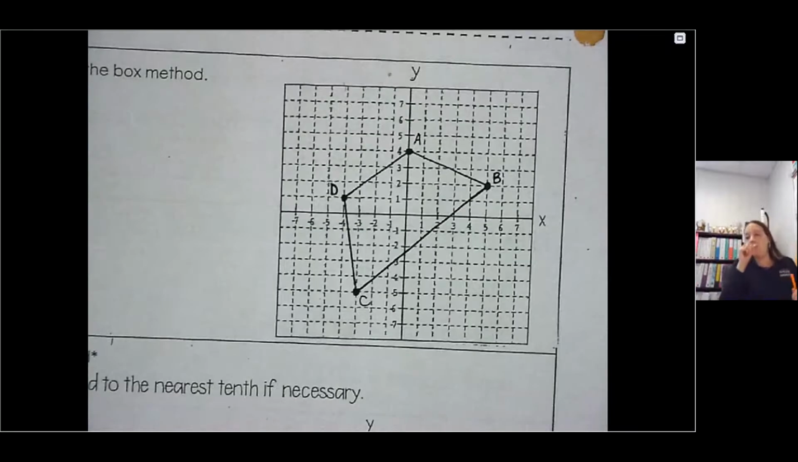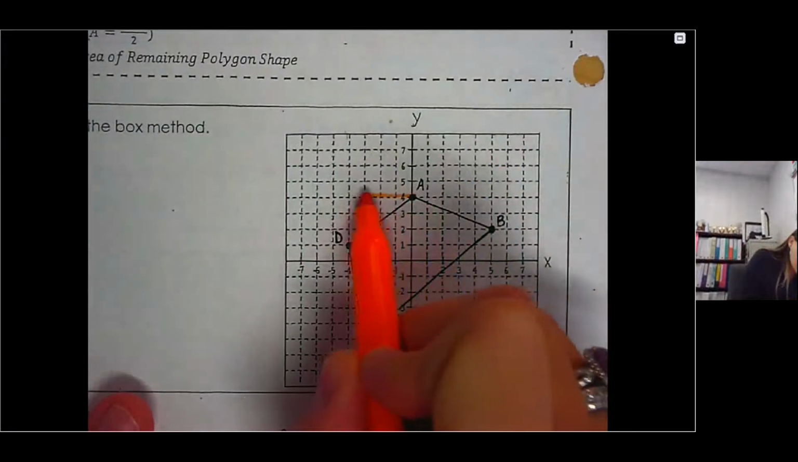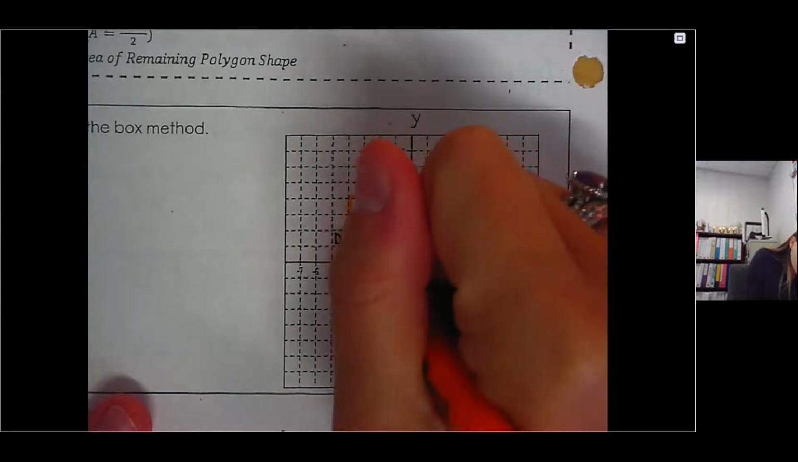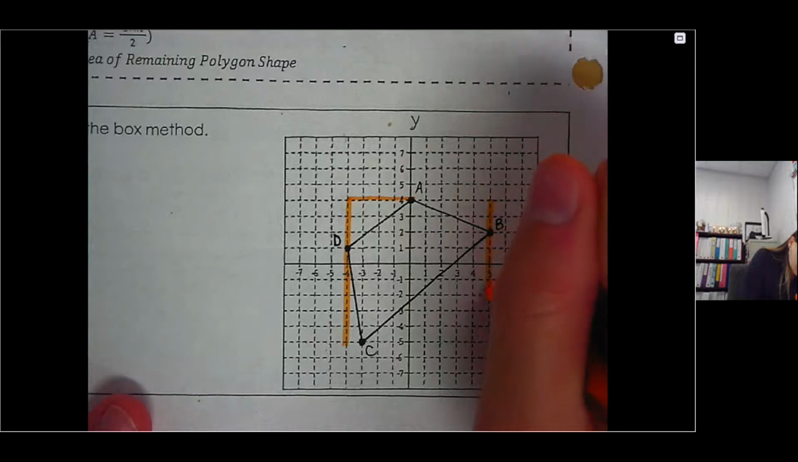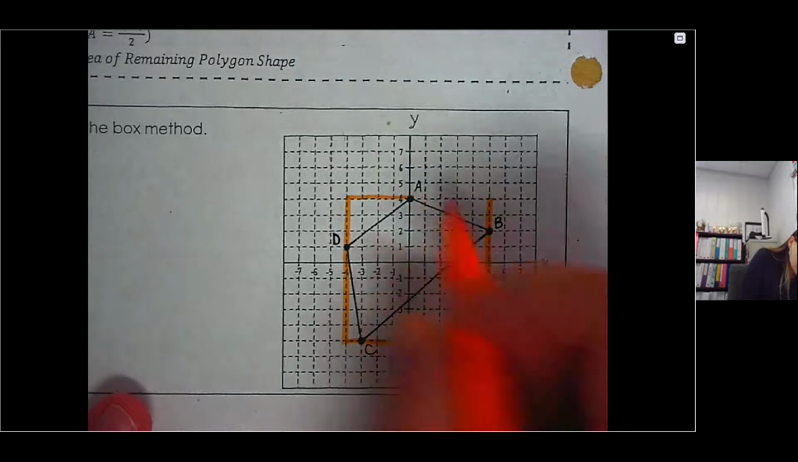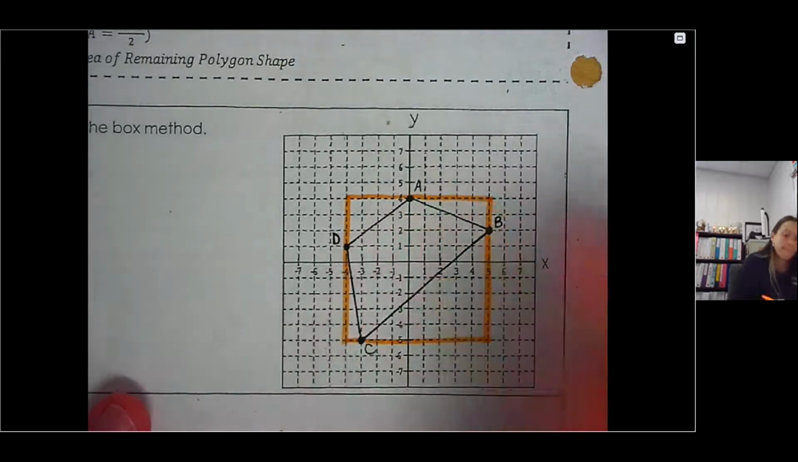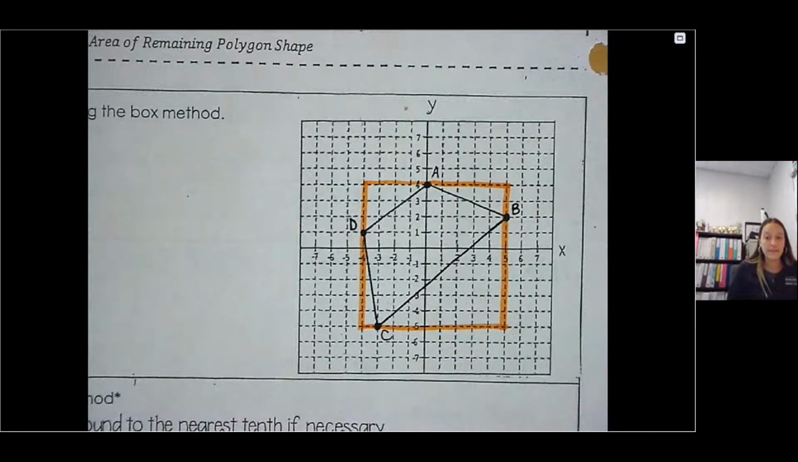So here's, oh, whoa. Sorry. Okay, so step 1, we're going to draw a box around the polygon that touches each vertex. I'm going to do it in a highlighter here. It's going to go through all of the points and make a nice big rectangle. And it's got to go through all of the vertices.